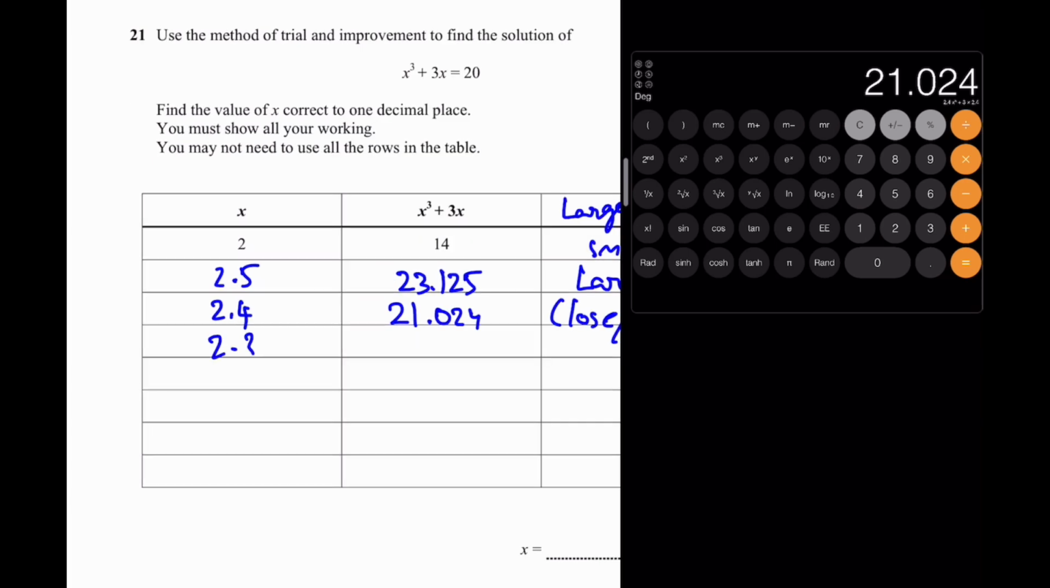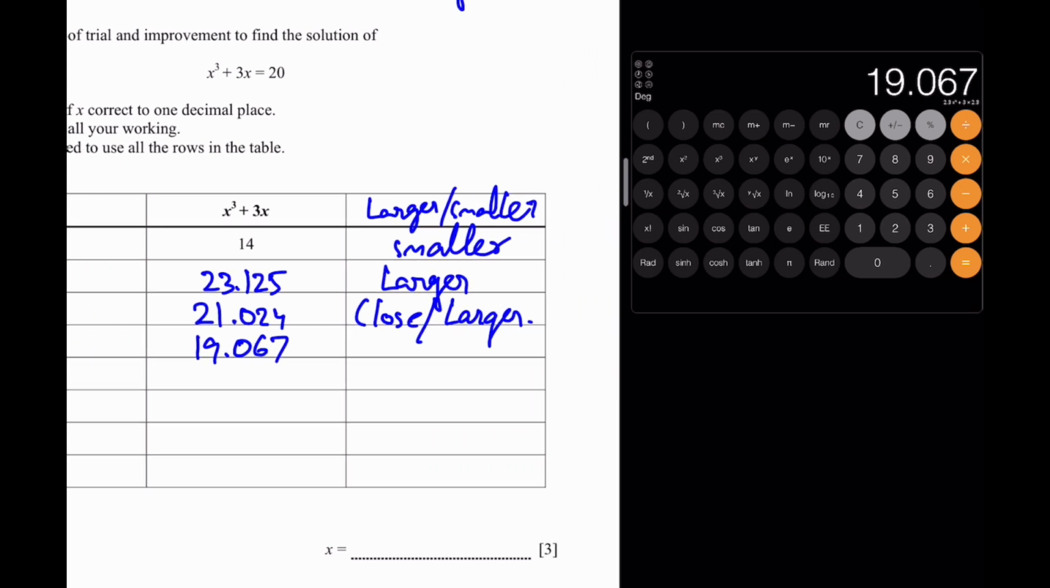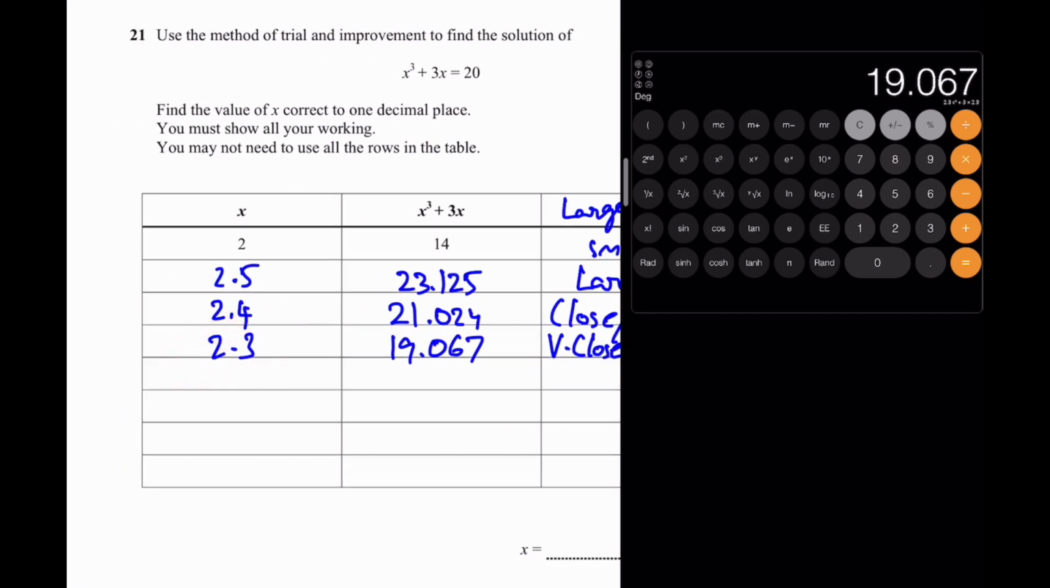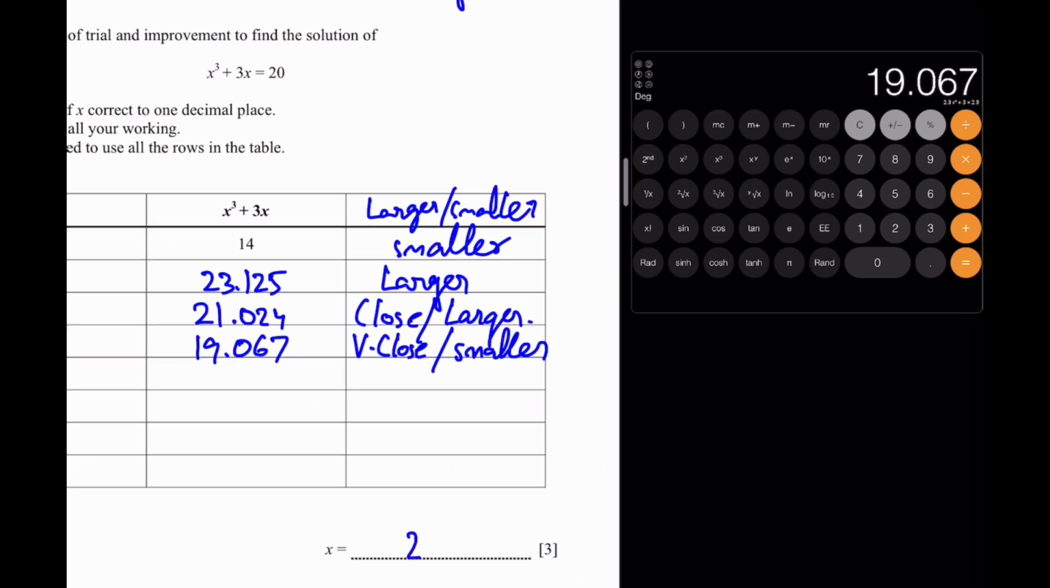Now let's try 2.3. 2.3 cubed plus 3 times 2.3 is equal to 19.067, which is very close and smaller. Why very close? Because 19.067 is closer to 20 than 21.024. A number less than 2.3 will give a number less than 19.067. That means the answer is 2.3. Let's write that down. x equals 2.3.